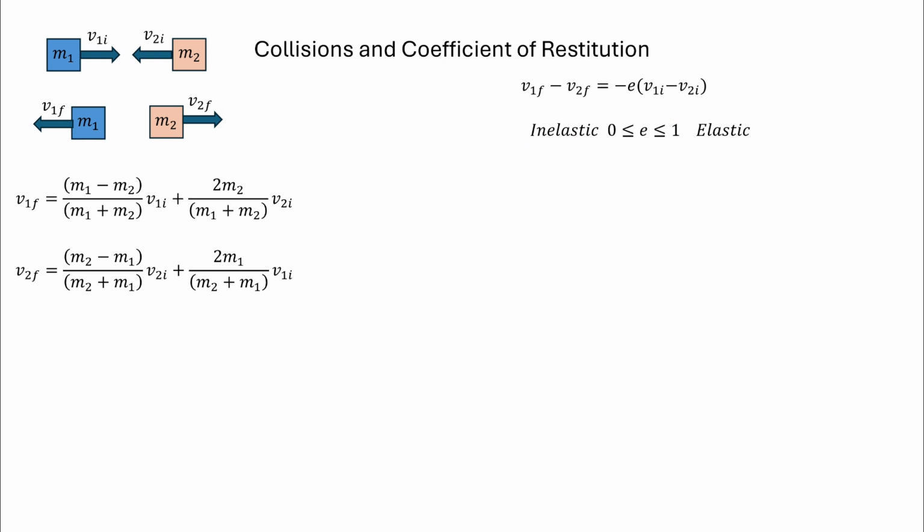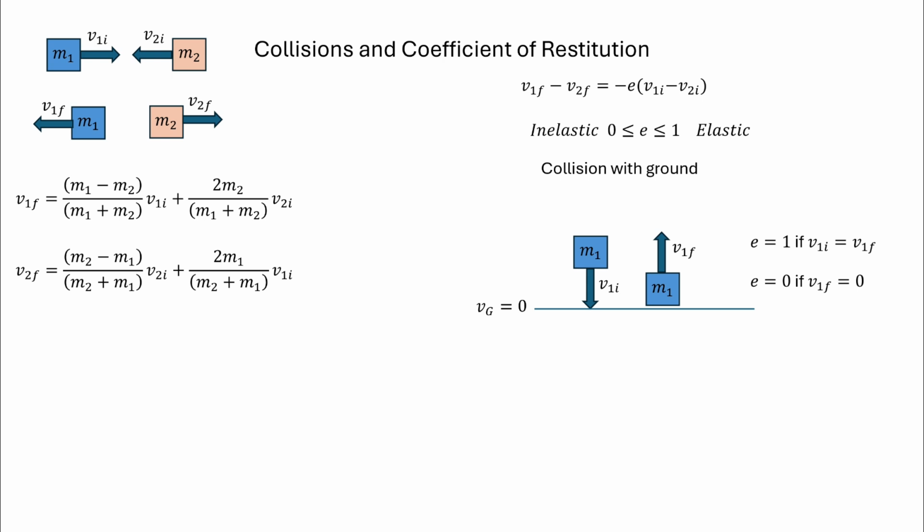Now, what does that mean? Well, let's take the case of my ball falling to the ground. Here it's a box. But you can imagine that if this guy leaves the ground with V initial equal to V final, then it gets back to the original height it started at. And I say that energy is conserved. In that case, if I said that V1 final equals V1 initial, and of course the ground doesn't move in either case, well, then that's good. That would give me E equal to 1.